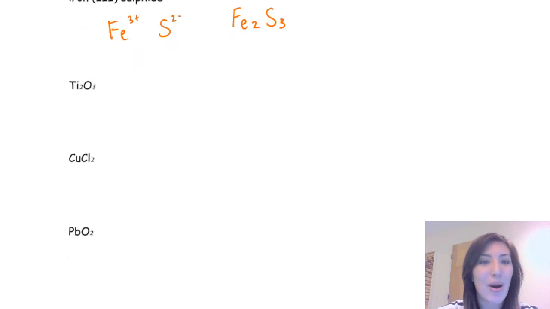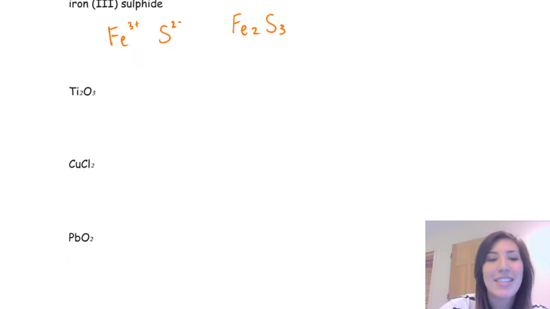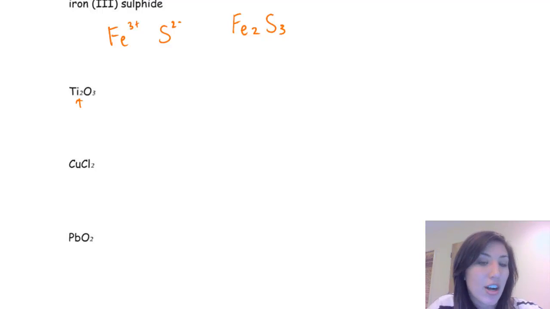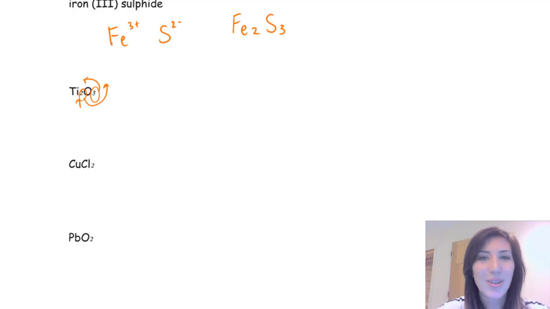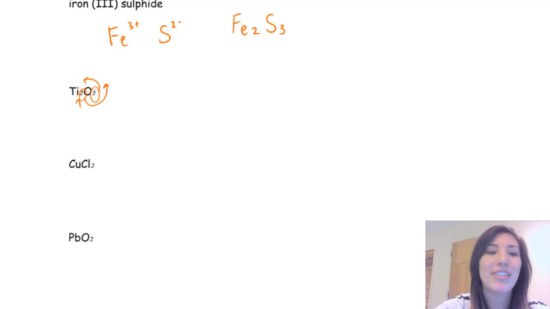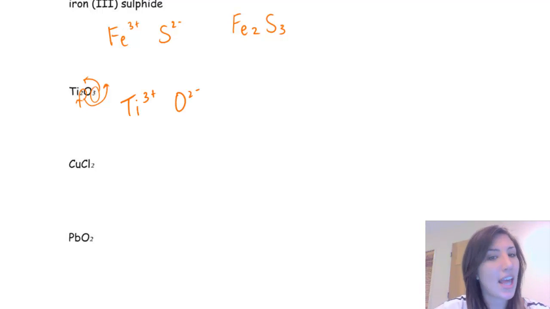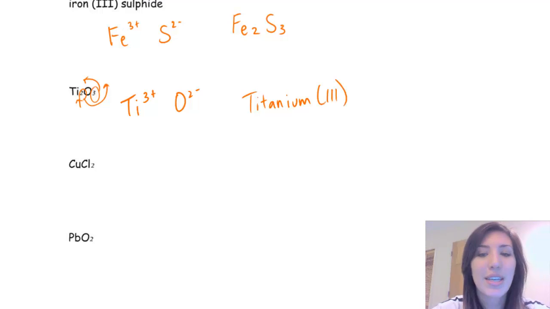Let's try it the opposite way here. Titanium is listed here, and if we do that opposite crossover method, we'd see that this 3 goes up to here, that ion charge, and this 2 goes up to here, that ion charge. So step 1, let's look at what the ion charges are. Then if we do the opposite crisscross, we get 3 plus and oxygen 2 minus. That looks about right. So this will be titanium(III) oxide. Great.